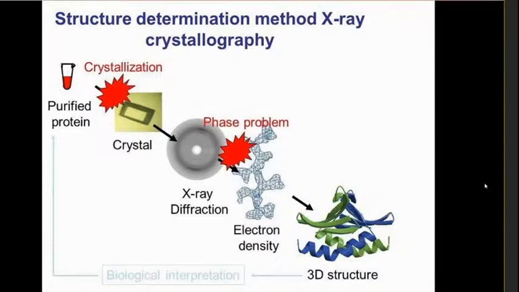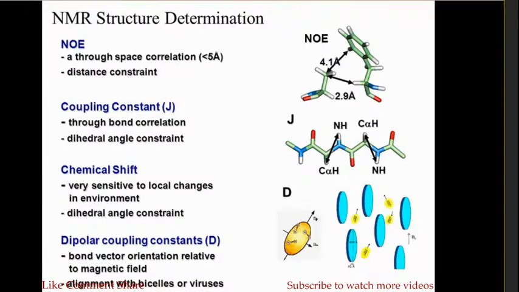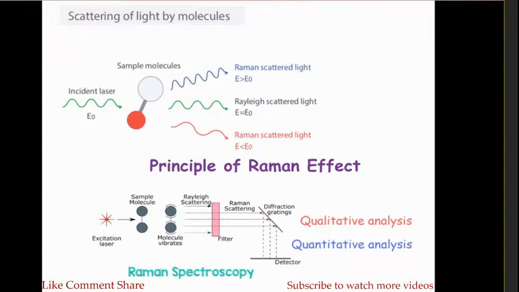So I'm secondly repeating this: NMR sample preparation, sequential assignment, side chain assignment, and then collection of the NMR restraints, structure calculation, and structure validation. First you want to understand the atom level, then amino acid level, then structure. Second is structure loops, hydrophilic region, hydrophobic region, that kind of understanding. Then only the final structure is developed. Scattering light microscopy is Raman microscopy.